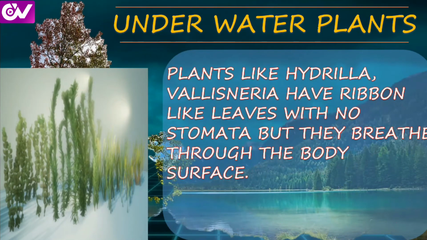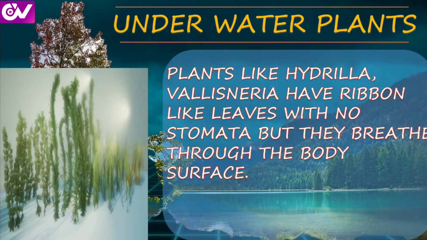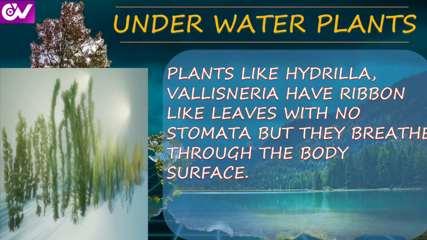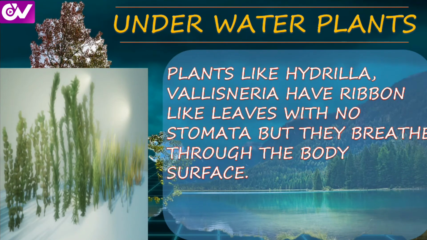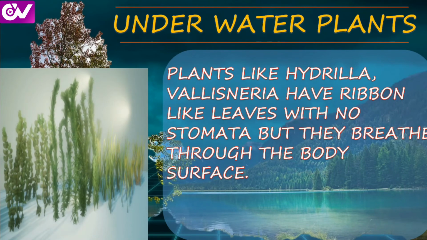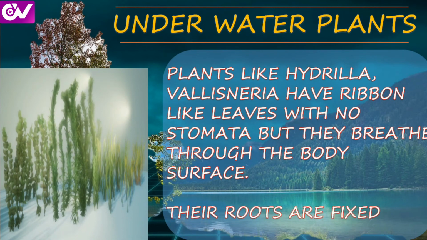Underwater plants. Plants like Hydrilla and Vallisneria have ribbon-like leaves with no stomata, but they breathe through the body surface. We have studied already that plants can breathe with the help of stomata, but in the underwater plants there will be no stomata. They will be breathing through the body structure, and the underwater plants look like a ribbon in structure. Their roots are fixed.